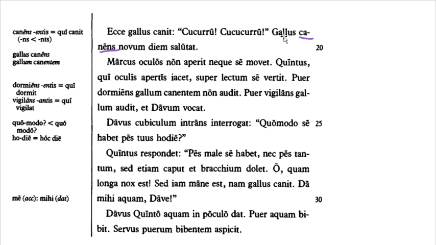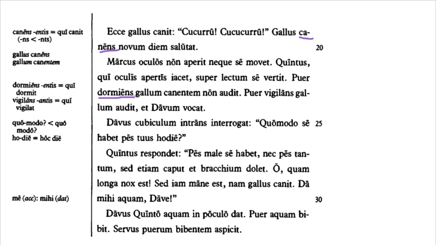Here you have Gallus canens novum diem salutat. You have the singing canens, Gallus, rooster. The singing rooster, novum diem salutat, greets the new day. Right? Then you get the stuff about Marcus, and then you again have a participle here with dormiens.